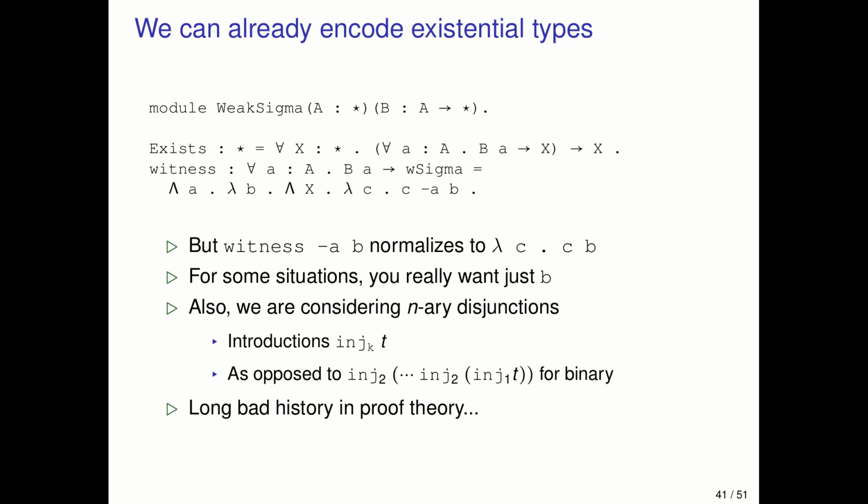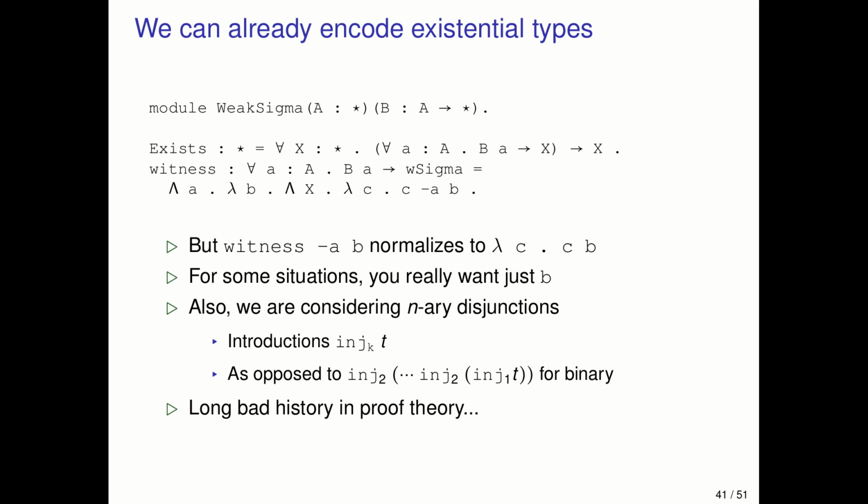But sometimes it would be very nice if witness A B just erased to B. Here we erase to this funny thing that takes in a C and calls C immediately on B. That is not equivalent to B. This is not a true existential type. This is trying to simulate it, but it has this deficit that when you erase this expression, you don't get B, you get this thing.